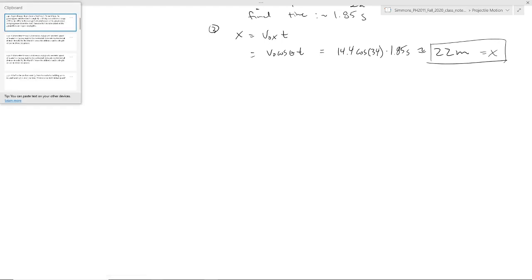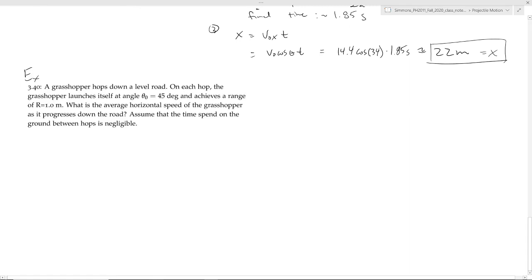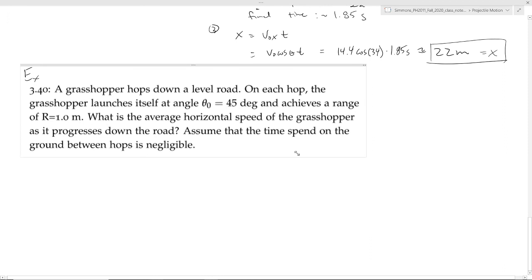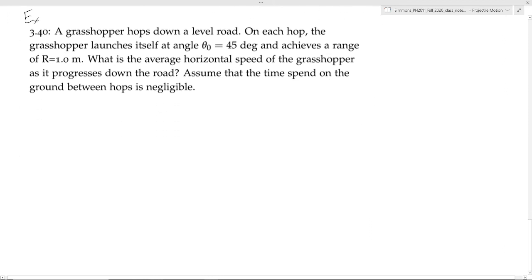Paste it in here for you. So in this example, it's kind of a silly question, but it's actually kind of a simple question. We have a grasshopper that's hopping down a level road. On each hop, the grasshopper launches itself at an angle of 45 degrees and achieves a range of 1 meter. What is the average horizontal speed of the grasshopper as it progresses down the road? And assume the time spent on the ground between hops is negligible.